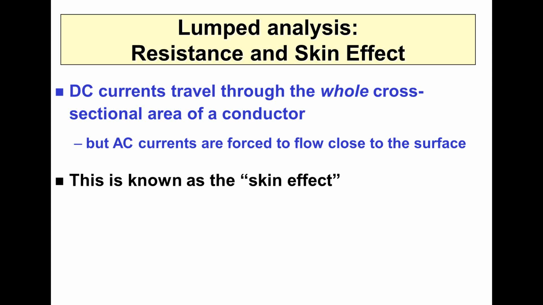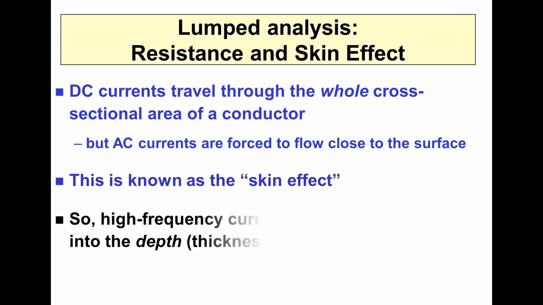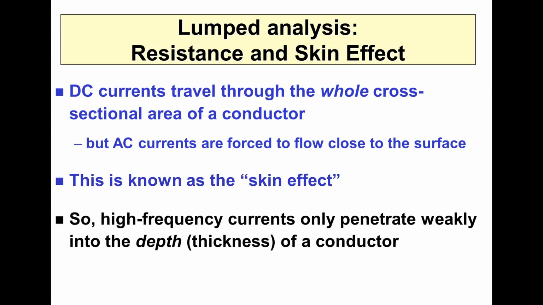It's very important for shielding, but we're not going to talk about shielding today. What it means is that high frequency currents only penetrate weakly into the thickness of a conductor. Because they only penetrate a little bit, they don't travel through so much cross-sectional area, and so they see a higher resistance. We're not talking about inductive reactance here. We are talking about actual loss, actual resistance.